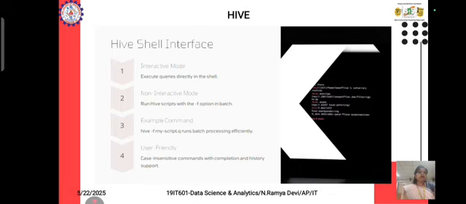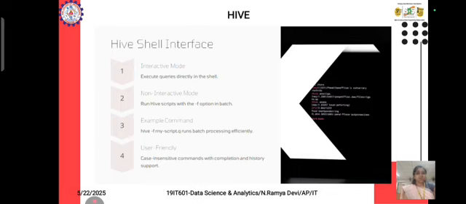For getting the data from the Hadoop data system, we use the Hive shell interface for communicating with the database. Here it has so many modes. The first one is interactive mode, then non-interactive mode, example command, and user friendly.